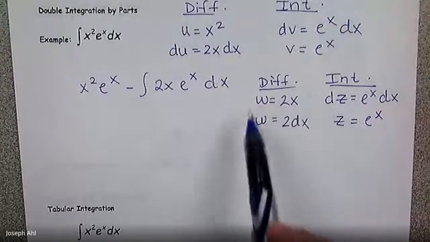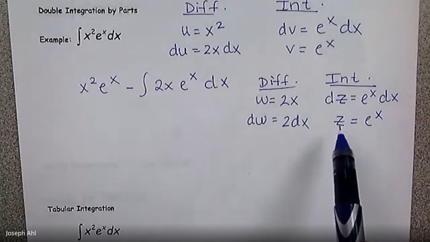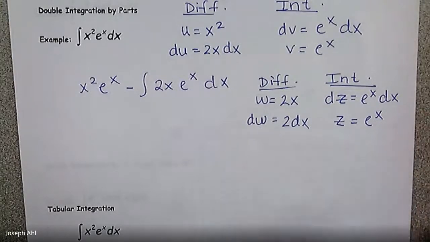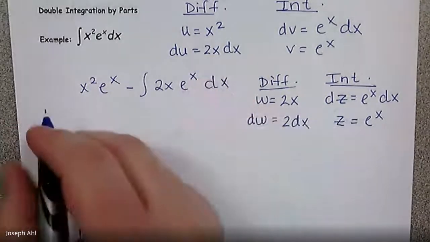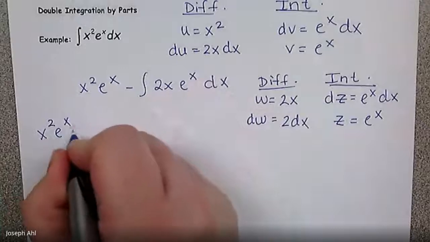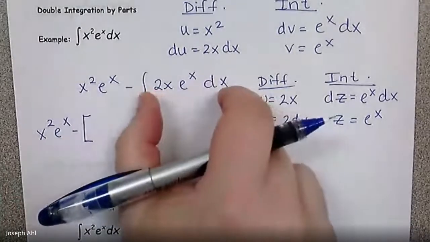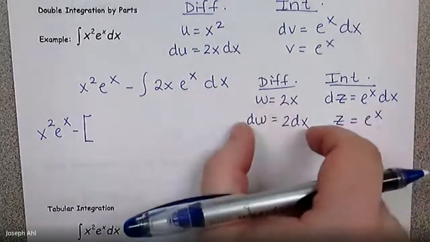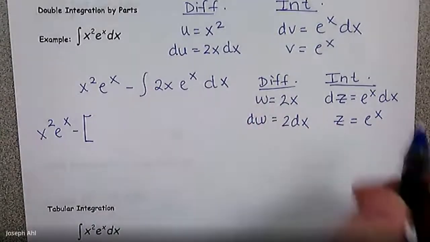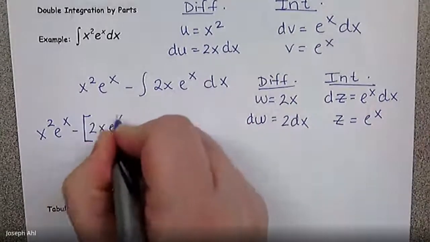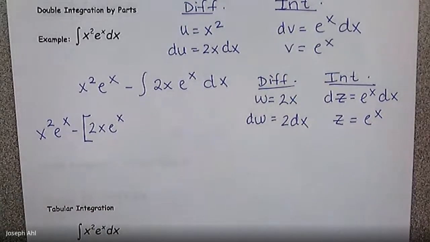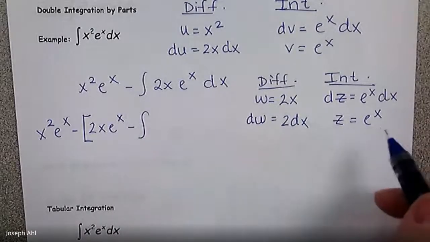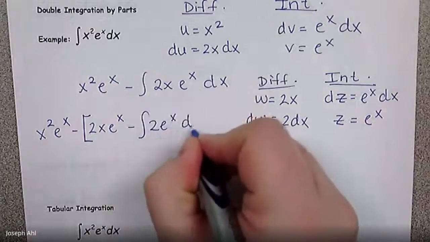So if I use integration by parts here, it would be w times z minus the integral of z dw. All right, hopefully the w's and z's aren't throwing you off here. But if I bring back what I have over here, it's x squared e to the x minus, now remember, this is going to be a whole new integration by parts with uv minus v du, or wz minus z dw in the integral. So that's going to be minus 2x e to the x, and then minus the integral of z times dw, which is 2 times e to the x dx.